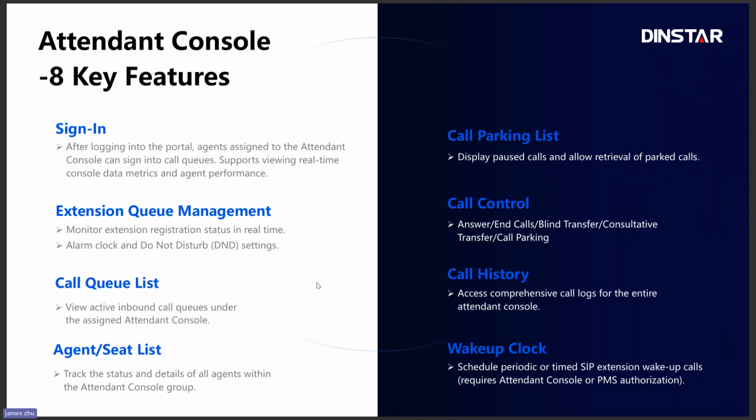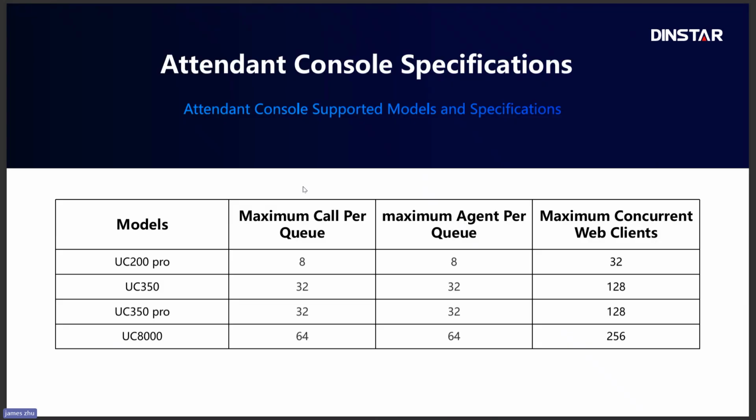Here you've got the eight key features: signing in as an agent, which you have to assign, then setting up the call queue, call queue management, call queue list, and agent outside list. We also have the call parking list, call control, call history, and call backup. So these are the call features here, very powerful for the attendant console. Same thing: our attendant console also supports services based on the device you buy. For example, if you buy the UC200 PRO, you support a maximum of 8. It's a metric. If you want to order the device or software, make sure everything is done properly.